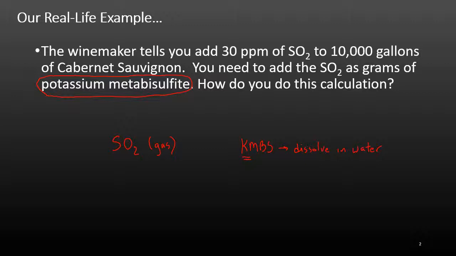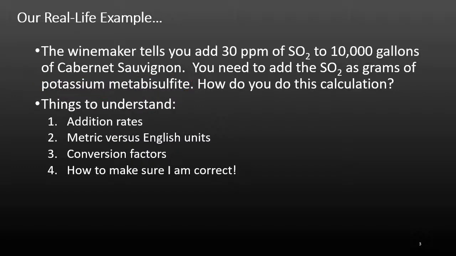Okay, so in this real-life example, the winemaker says add 30 parts per million of SO2 to 10,000 gallons. Do it in the form of potassium metabisulfite. There are 4 principles that we're going to cover here that help with this calculation. Those 4 principles are addition rates, metric versus English units, conversion factors, and how to make sure I am correct. Okay, here we go. Let's go with addition rates first.